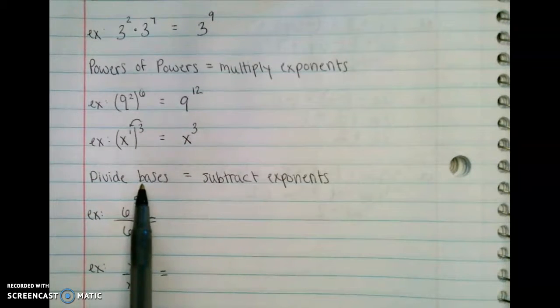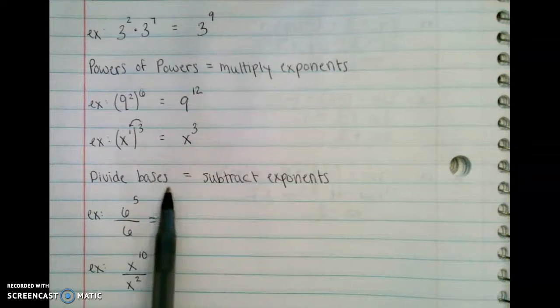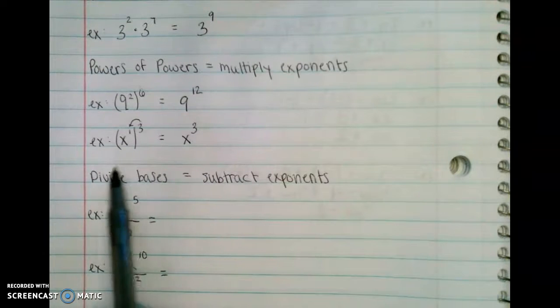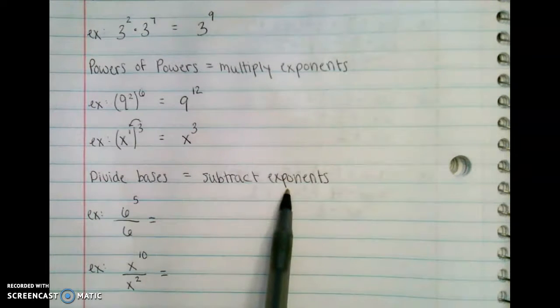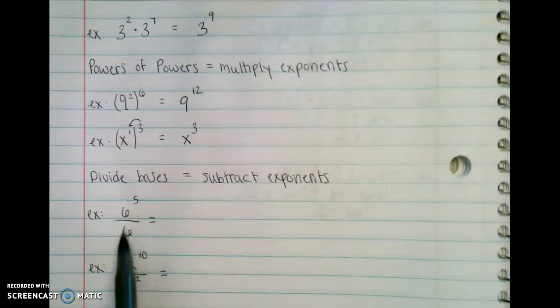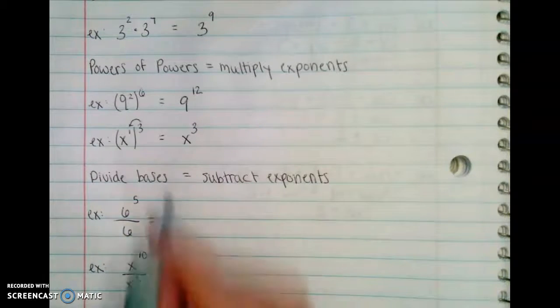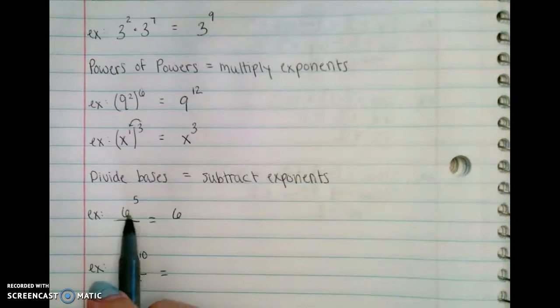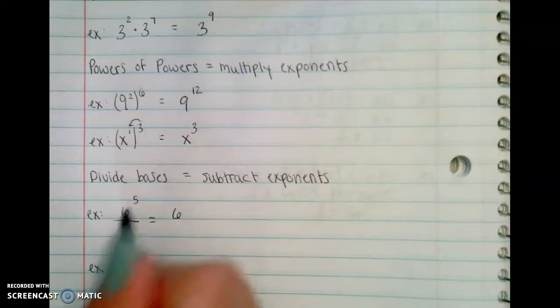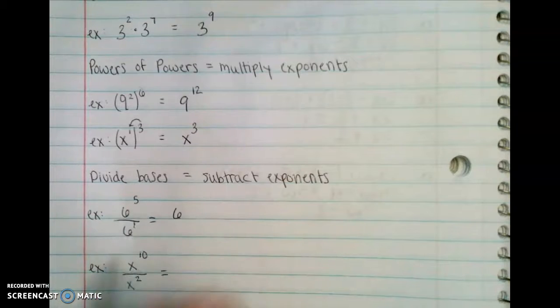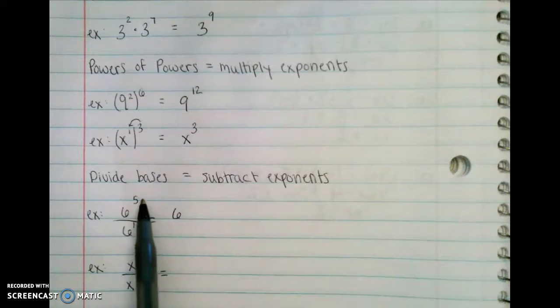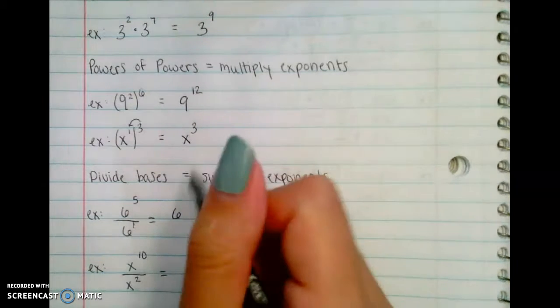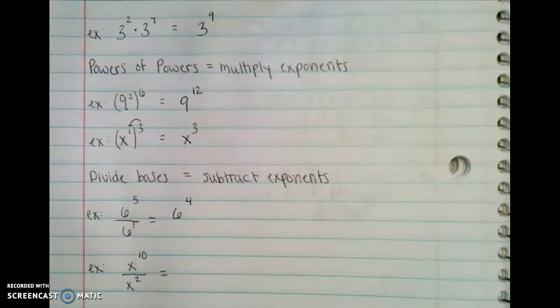Our third and last exponent rule that we're going to talk about today is when you divide the bases, you have to subtract the exponents. So again, the bases are 6. So we're subtracting the exponents. So we have 6 to the fifth power divided by 6 to the, again, there's not an exponent, so it's an invisible 1. So we're subtracting 5 minus 1 to give us 6 to the fourth power.